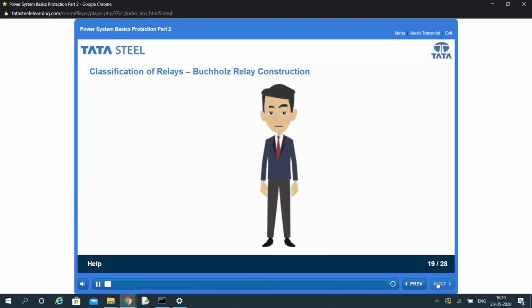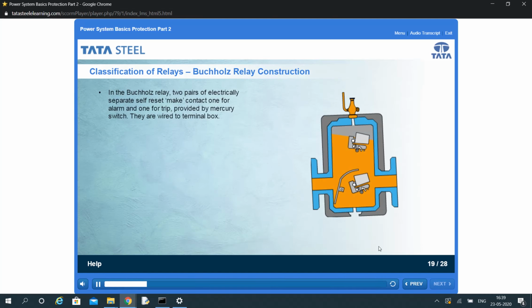Let us take a look at the cross-sectional image of Buchholz relay. As you can see in the Buchholz relay, two pairs of electrically separate self-reset make contacts, one for alarm and one for trip, are provided by mercury switch. They are wired to terminal box.